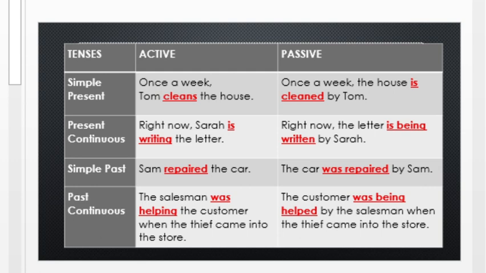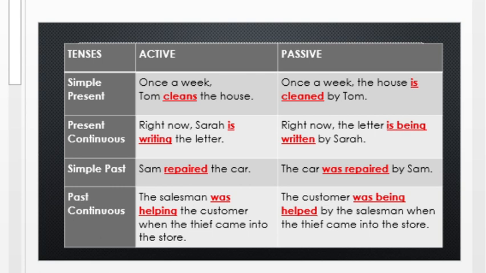So in passive, it became perfect tense. You know? So right now the letter is being written by Sarah. So it doesn't mean that it is immediately done by Sarah, but still being done by Sarah, meaning to say the process is still ongoing.